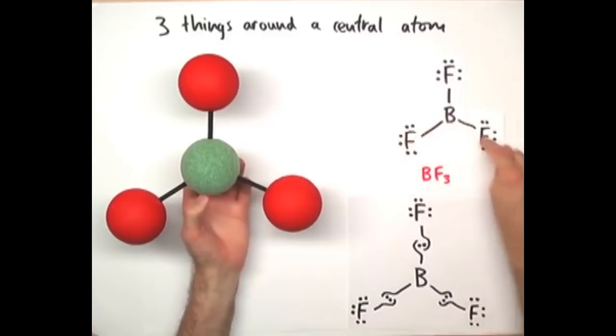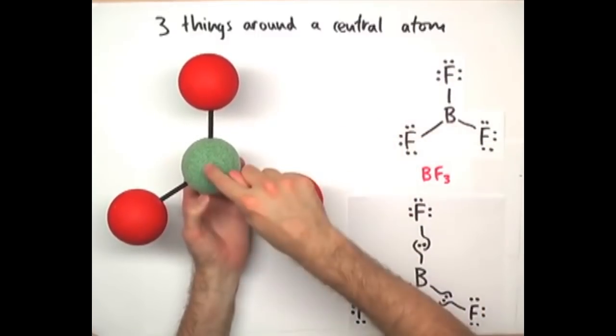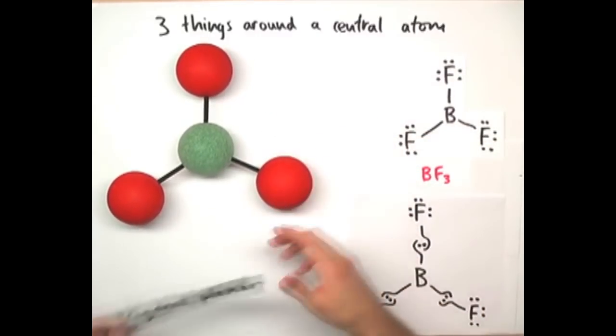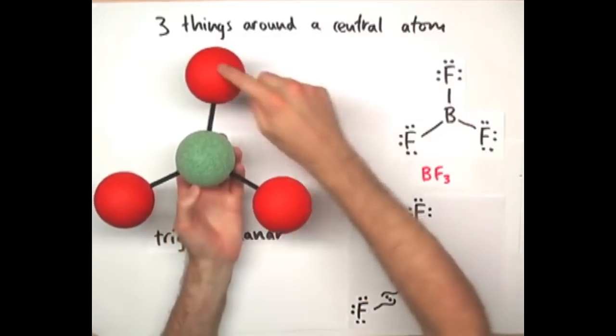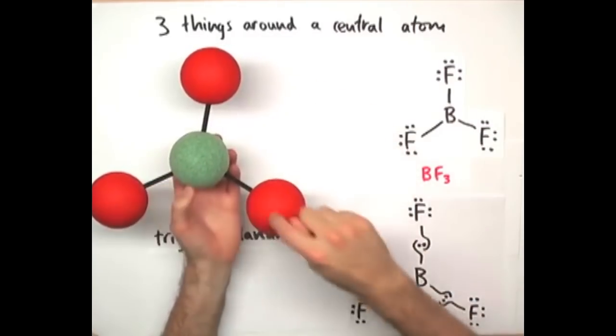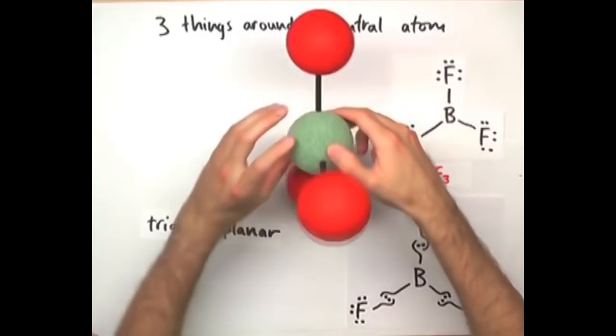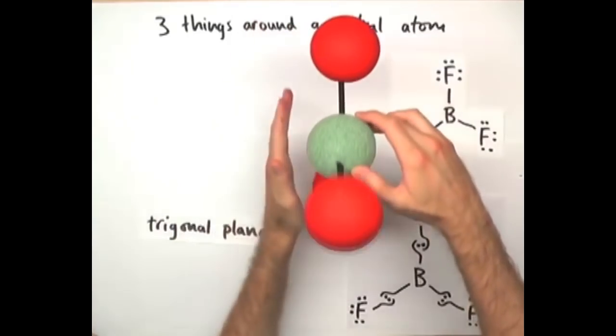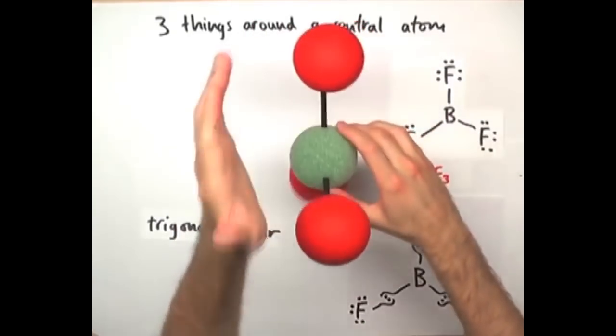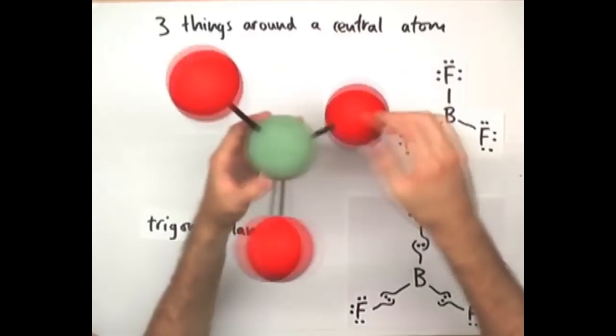I'm going to have these 3 atoms, 1, 2, 3, surrounding a central atom, and I'm going to get the shape called trigonal planar. The trigonal comes from the fact that there are 3 things. That's just what trigonal means. And planar, because take a look at this. These atoms are all arranged in this plane, all right? They're all in a straight plane here.